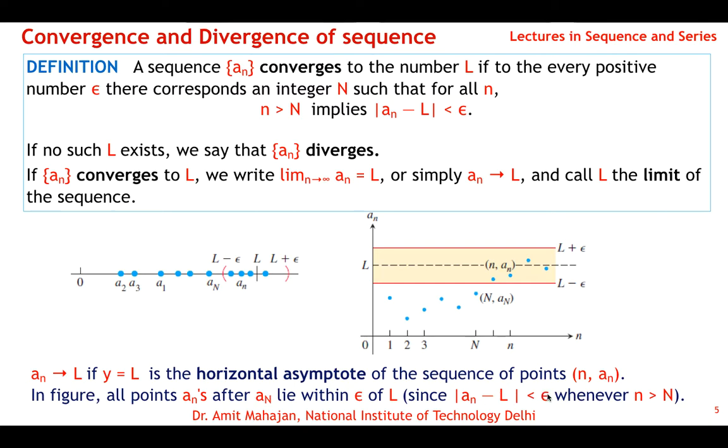That is true from this definition, that modulus of an minus L is less than epsilon. So we know how to solve this modulus. That means minus epsilon is less than an minus L, which is less than epsilon, and then we can add L to both sides. So the an values are lying between L minus epsilon and L plus epsilon. That's what is shown here.